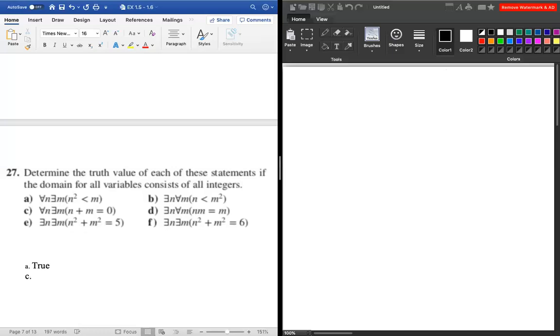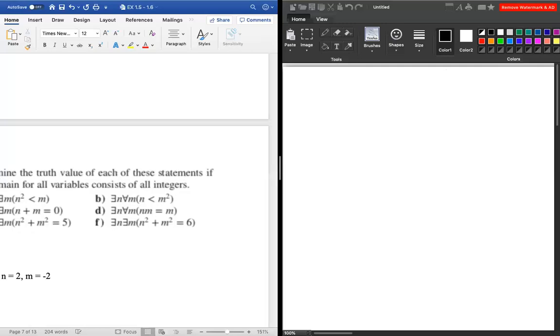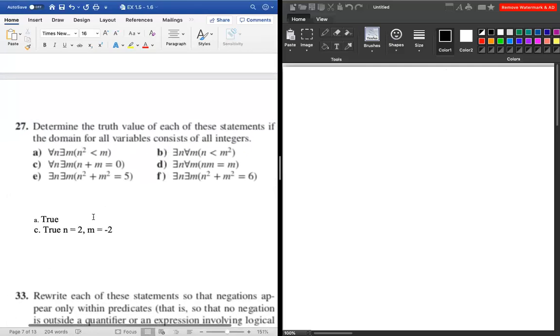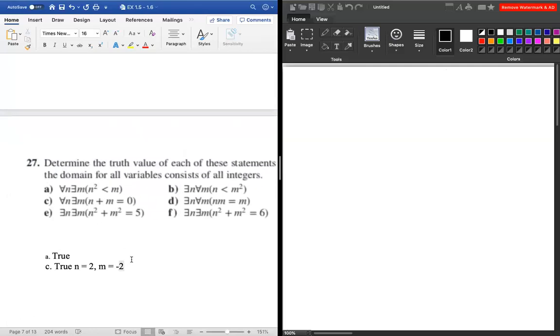Moving to part C. We are saying here that n plus m equals 0. Well, this statement here is also true because I take any n, and I take m, and I add it to n and it will equal 0. Well, maybe if we take n equals 2, and then I take m equals minus 2, then the sum is 0, right? So I can always take m the same as n but negative to make it equal to 0.